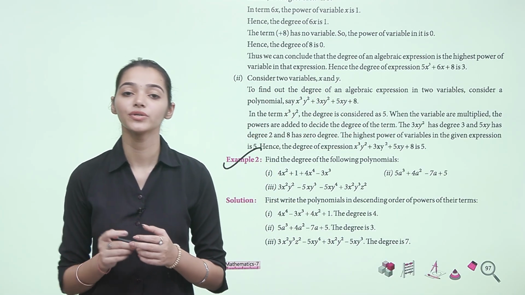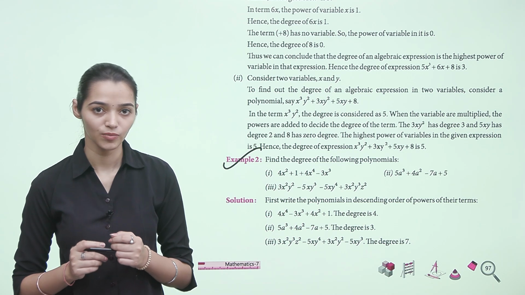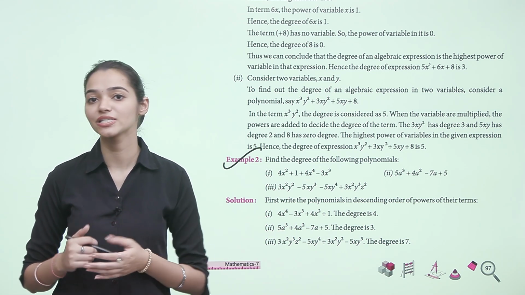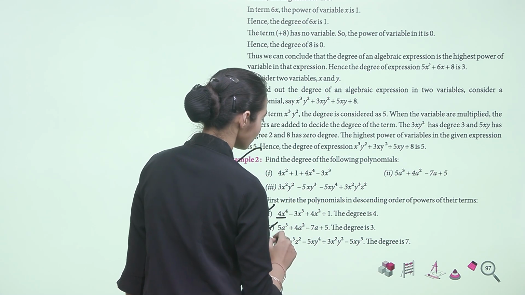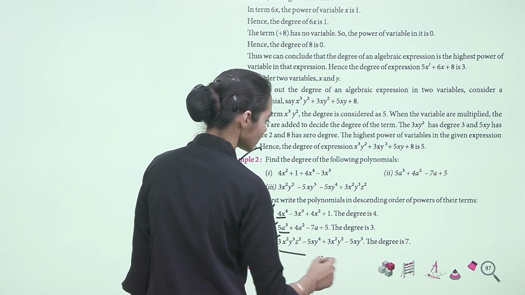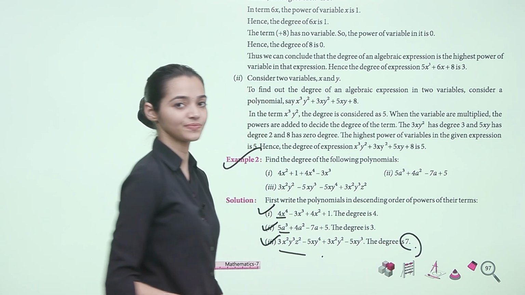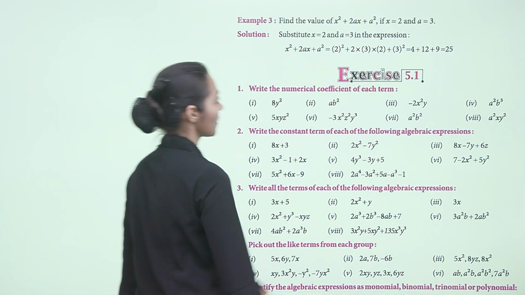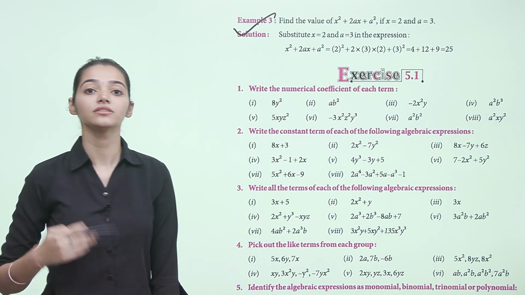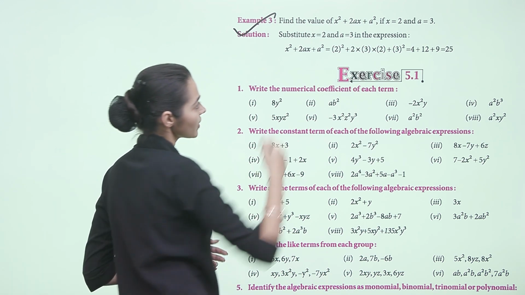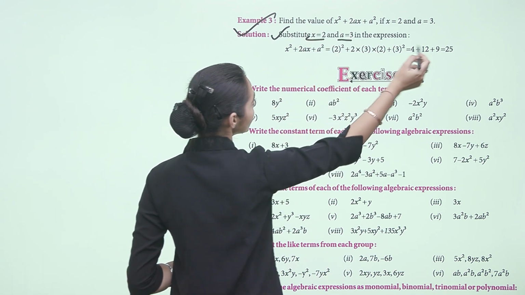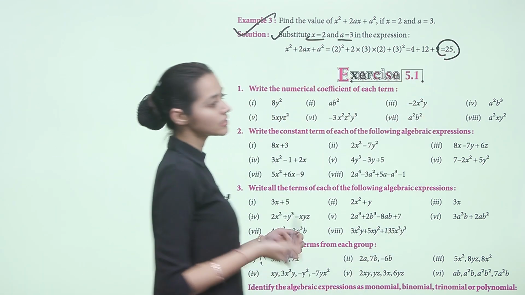Here's our example number 2. Here we have to find the degree of the following polynomials. First we will write the polynomial in descending order of powers of their terms. In the first one the degree is 4, second one the degree is 3, and in the third one the degree is 7. Here we have to find the value if x and a value are given. So we are substituting the value of x and a, and here the value after putting all the digits is 25.